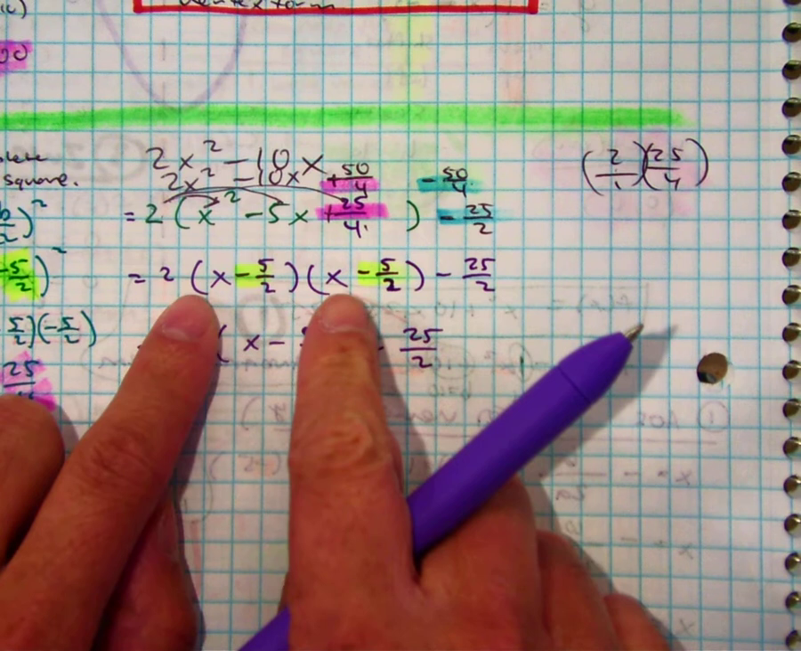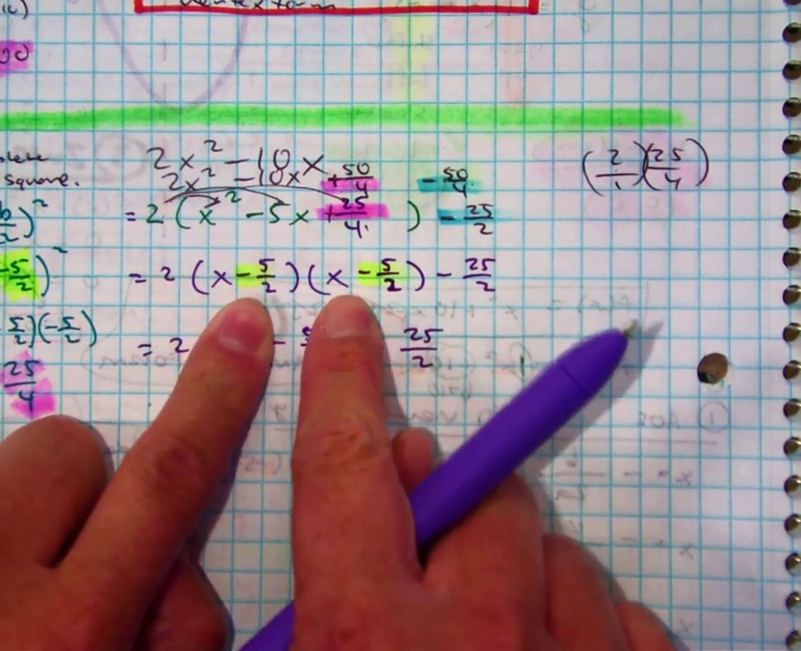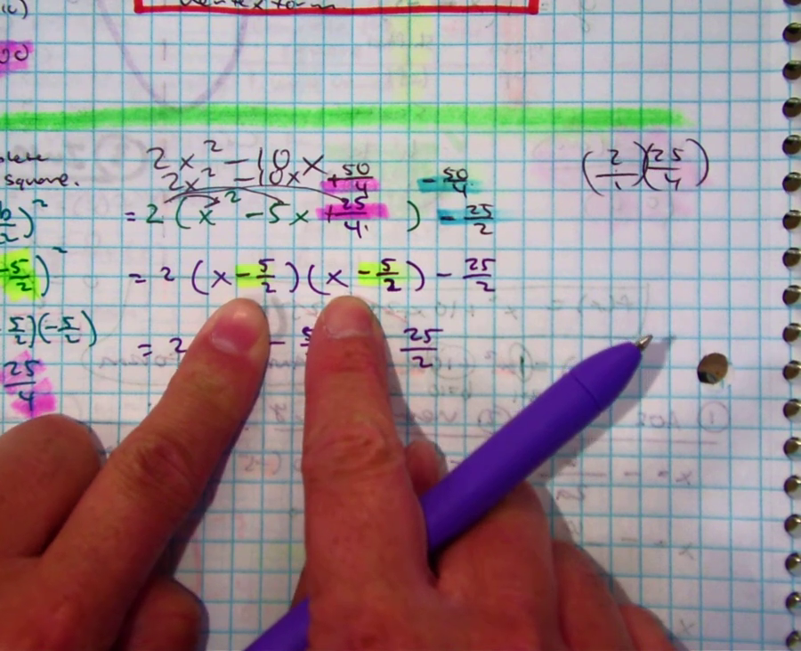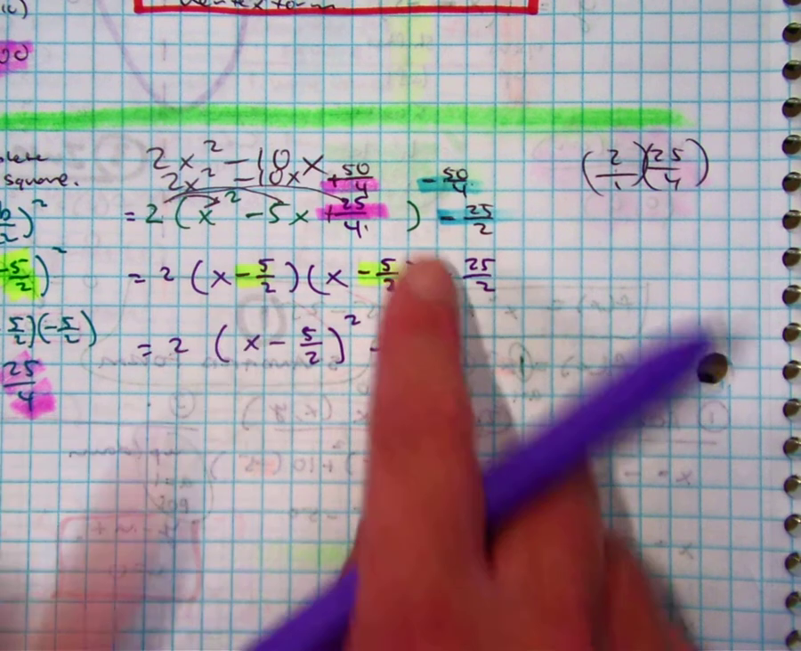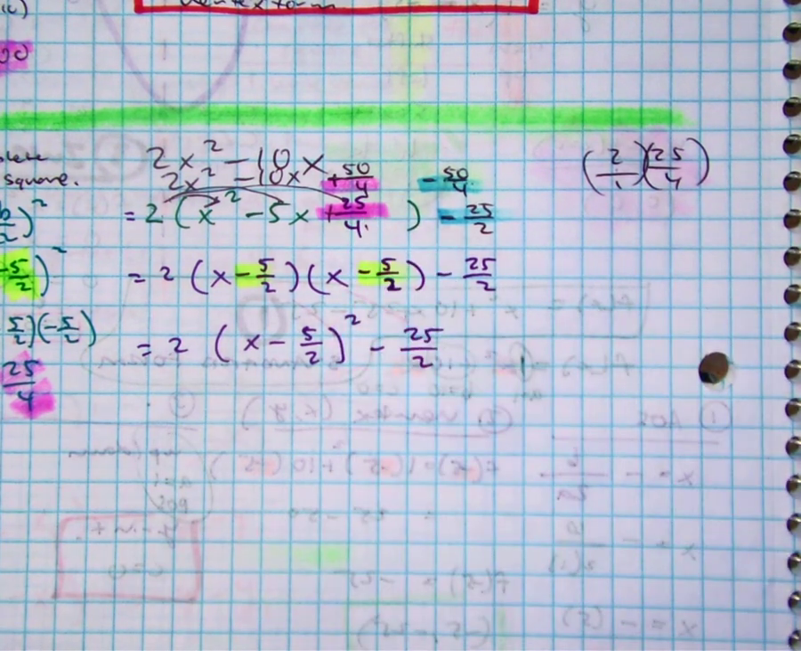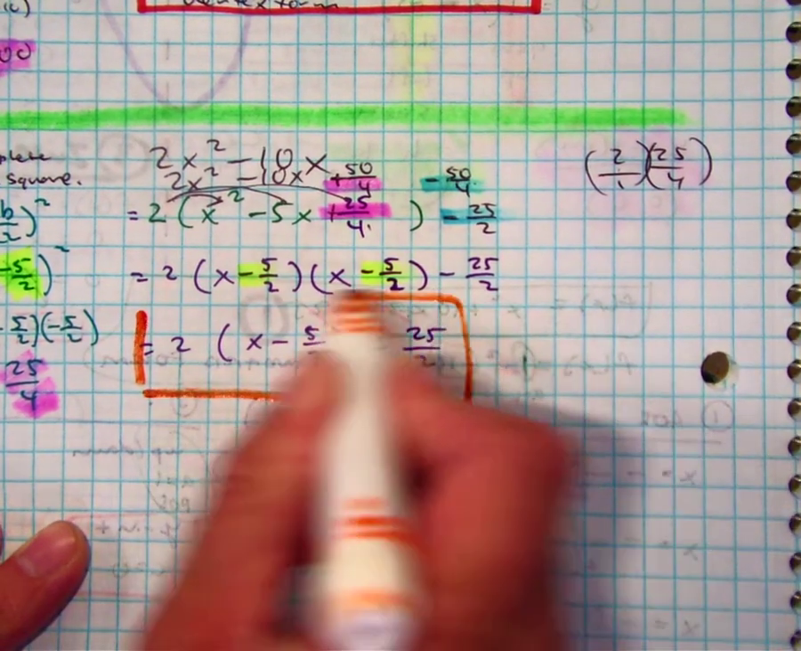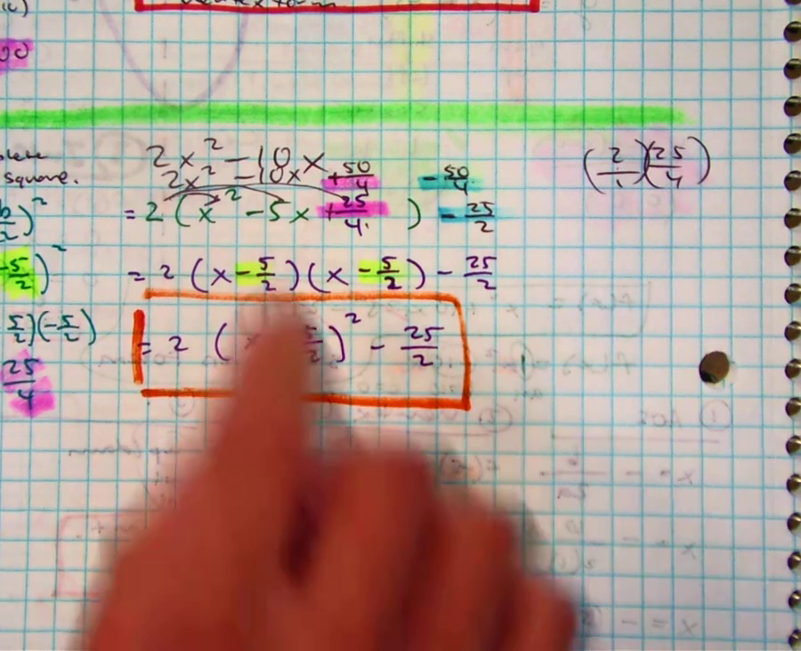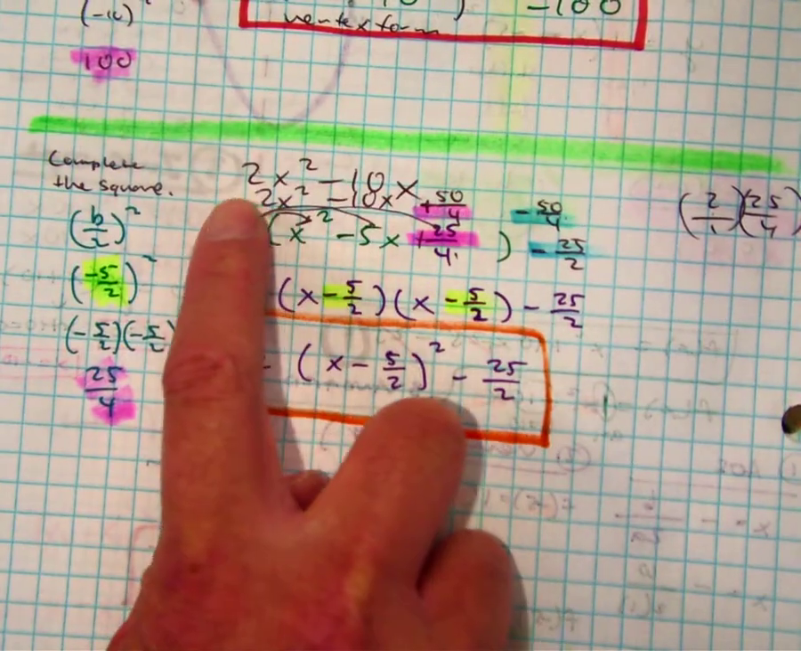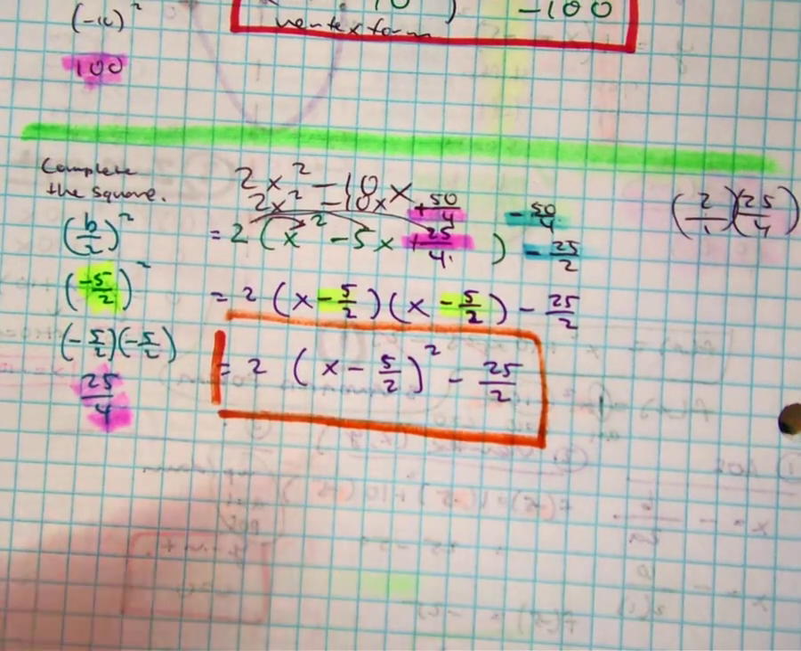So if you multiply those, that would become x squared. You multiply negative 5 halves, negative 5 halves. Negative 5 halves is negative 2.5, so if you have 2 of those, that's negative 5. And if you add those and multiply those together, you get a positive 25 over 4. And so our answer to this problem is 2 times the quantity x minus 5 halves squared minus 25 halves. So again, we're going from standard form. You'll have to complete the square so that you can get vertex form, and then you can graph it.